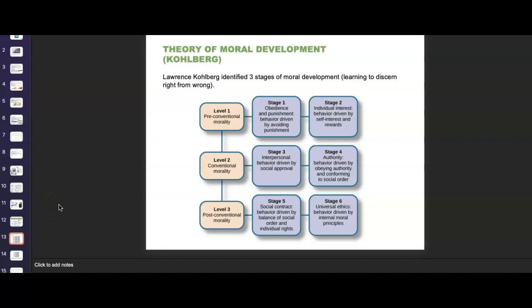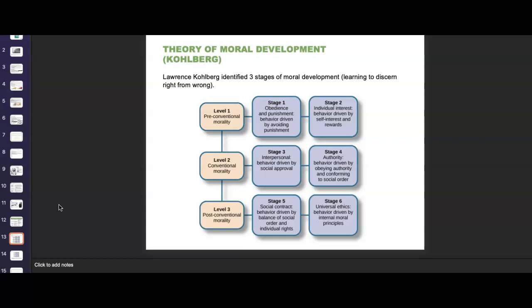Kohlberg identified 3 stages of moral development. Moral development meaning learning to discern right from wrong. Lawrence was a student of Piaget's, and he noticed that after 12 years of age, when moral reasoning starts to become prevalent, he wanted to extend Piaget's theory of cognition to explain the development of moral reasoning.